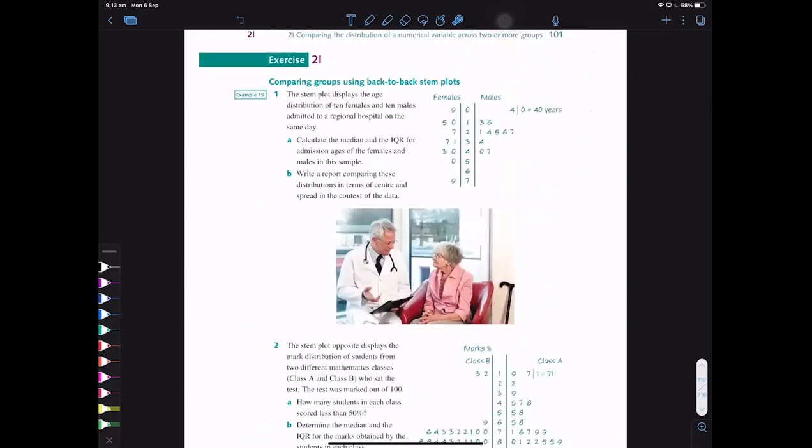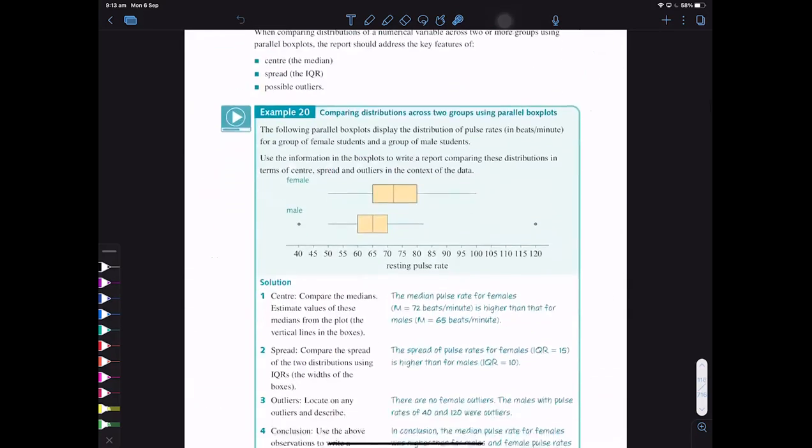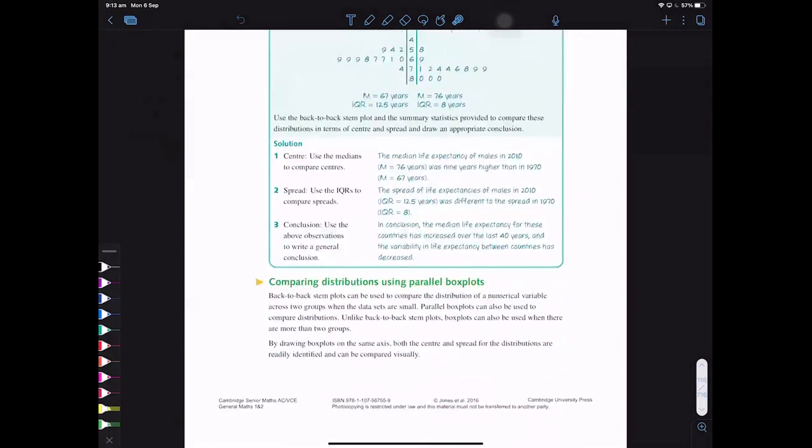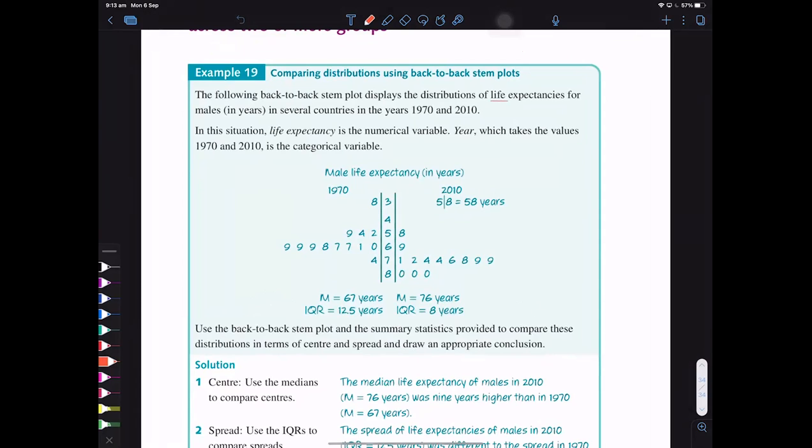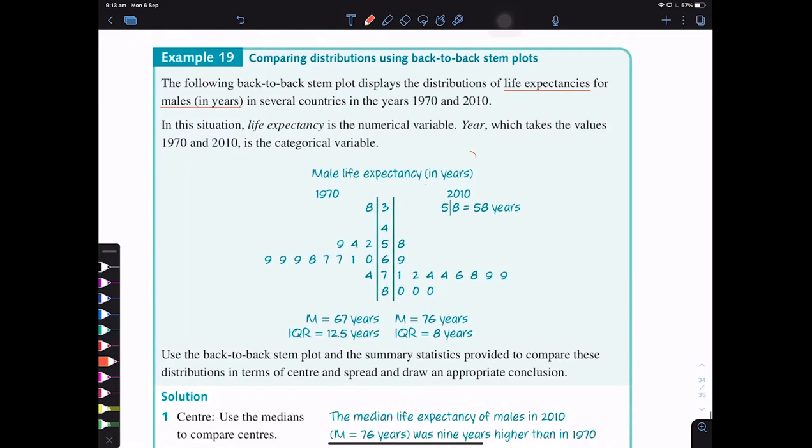And really, exercise 2I leads us into that. So let's have a look at what they compare here. They're comparing life expectancies, okay? So how long a person lives for. And you can also see it's for males and it's in years. You can capture that from the back-to-back stem and leaf plot. Notice the feature that they have. They have a title, which means that when you draw up a stem and leaf plot, it's also probably a good idea to put a title as well, yeah?